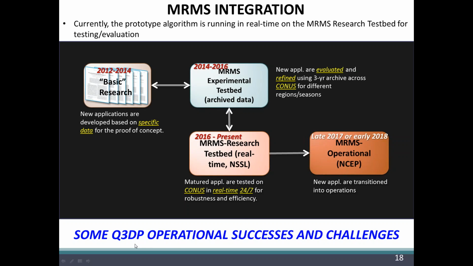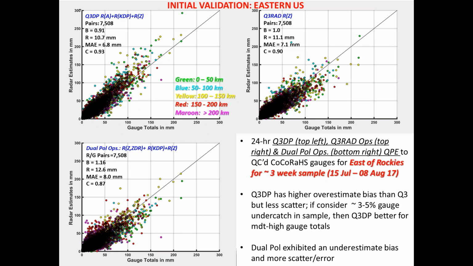So the following are a little bit of our operational successes as well as some challenges. Here are scatter plots again, same acronyms as before, except now we have the new Q3 dual pol product, which uses R sub A, R sub KDP, and R sub Z, compared to the top left with Q3 radar only, which uses R sub Z. And in the bottom left, you have the dual pol operational data, which uses R sub Z, ZDR, R sub KDP, and R sub Z. This is for data east of the Rockies, and it is about a 3-week sample, starting about the last time we made a major modification to the algorithm.